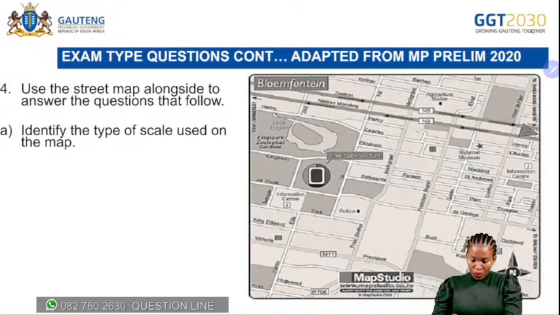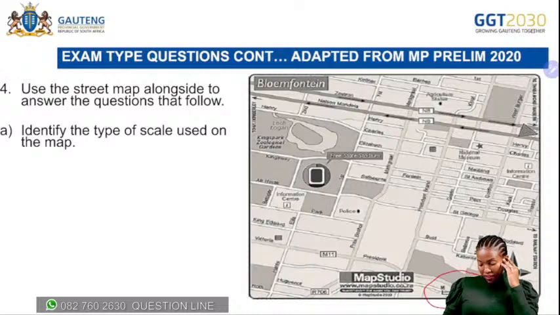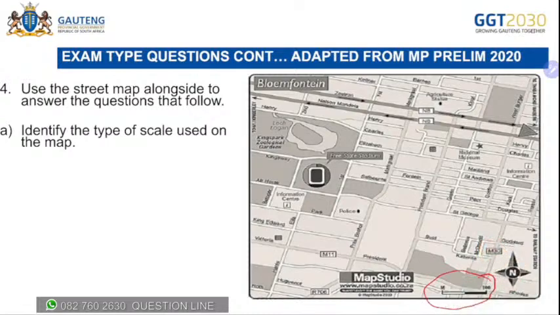Now, guys, we have a street map then. I know it's not very clear, but the most interesting thing about the street map then, it is the scale that we are having there. That is the only thing that we are talking about today. So we are going to use the street map alongside to answer the questions that follow.